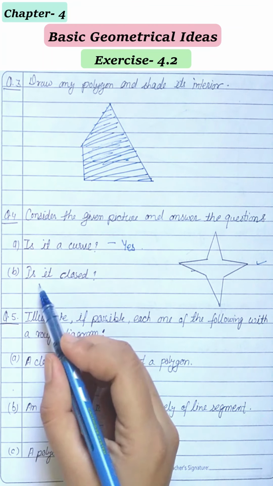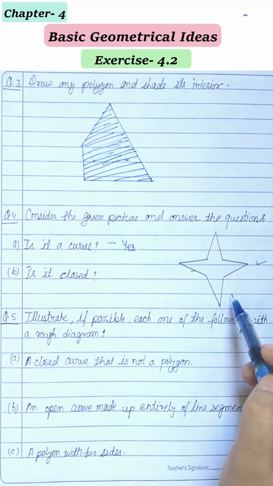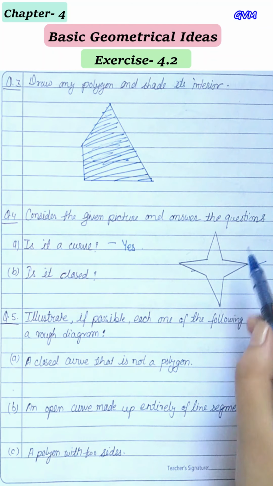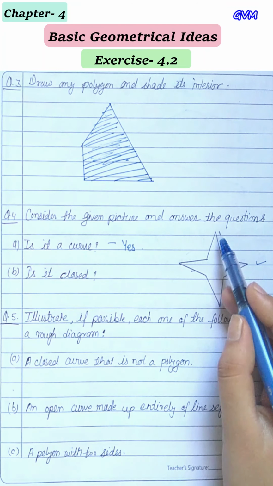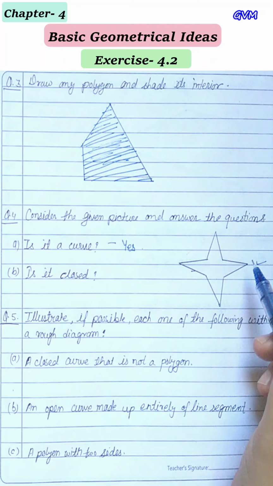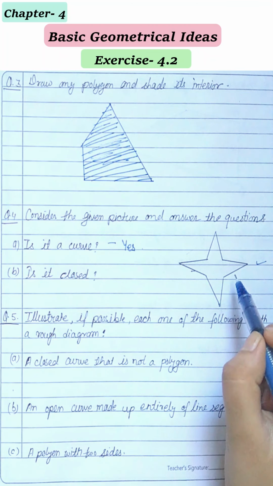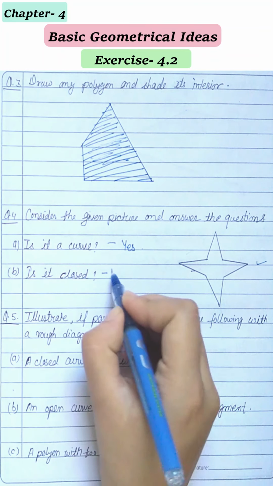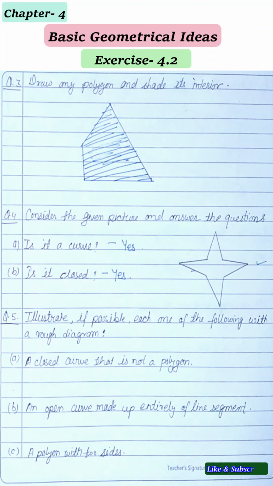B part we have, is it closed? So can we say it is a closed curve? So yes, it is a closed curve because the end point and starting point cannot be differentiated. That's why this is a closed curve. So this is yes, it is a closed curve.